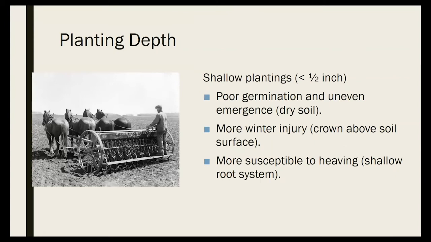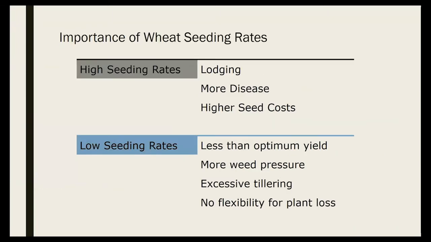What about shallow planting? Well, if we go less than 1.5 inches, we often see poor germination and uneven emergence, and that's because it's really hard to keep the soil uniformly wet in that top 1/2 inch. It dries out too quick, and then you'll end up with patches or random plants here or there that grow. You're going to experience more winter injury because your crown is going to develop above the soil surface, and it's exposed to freezing temperatures. We're also going to be more susceptible to frost heaving, due to the freeze-thaw cycle, because the root system is shallow.